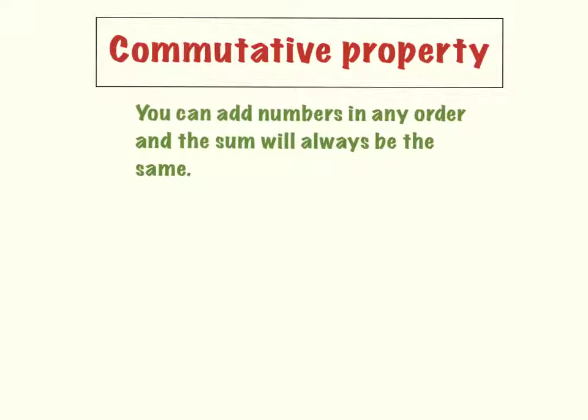The first rule we're going to learn about today is the commutative property. Can you say that with me, please? Ready? Go. Commutative property. This is a really cool property. It tells us that you can add numbers in any order, and the sum will always be the same.